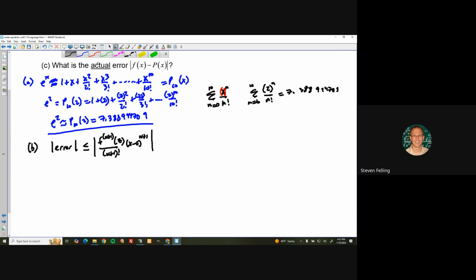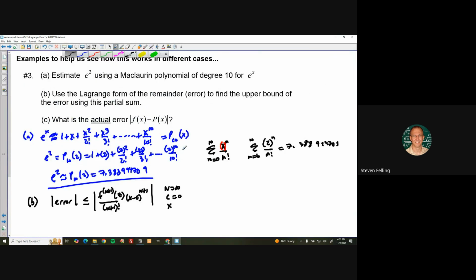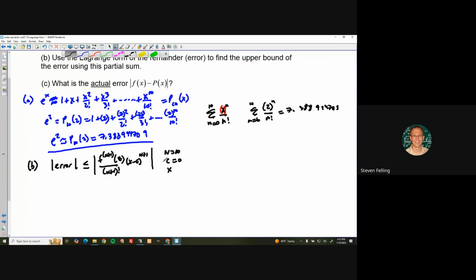Now let's evaluate what the different values are here. In our case here, n is 10, right? So this is going to be 11, that's going to be 11, that's going to be 11. The centering value is 0 because we used a Maclaurin polynomial. And the x value we're talking about is, well, we're actually plugging in a 2, right? So that's the x value. So I'm going to plug those things into the Lagrange remainder formula.